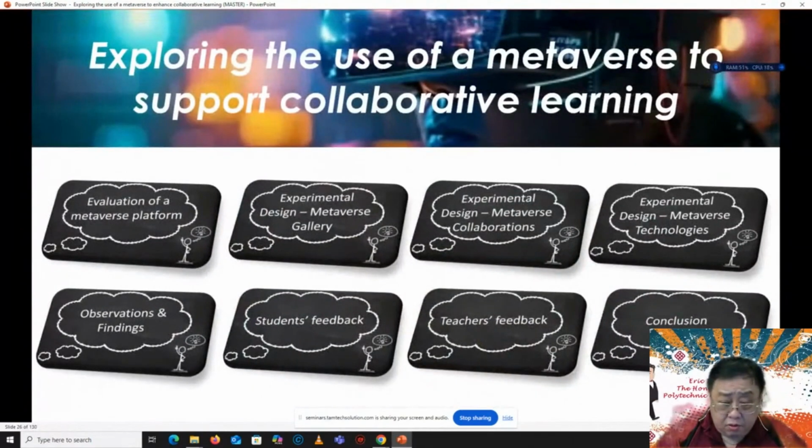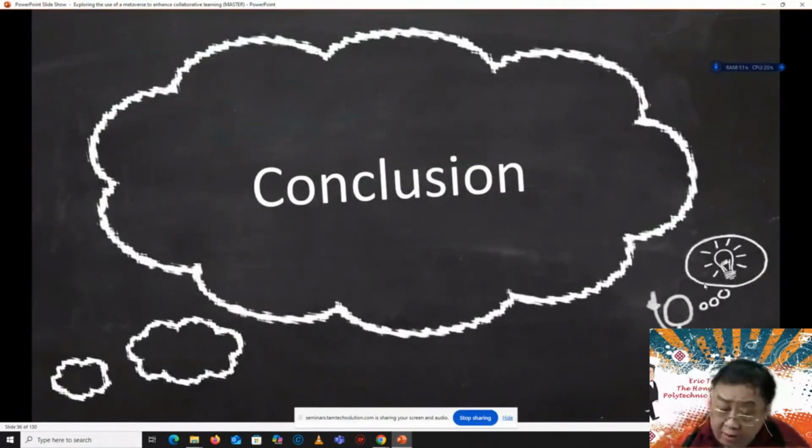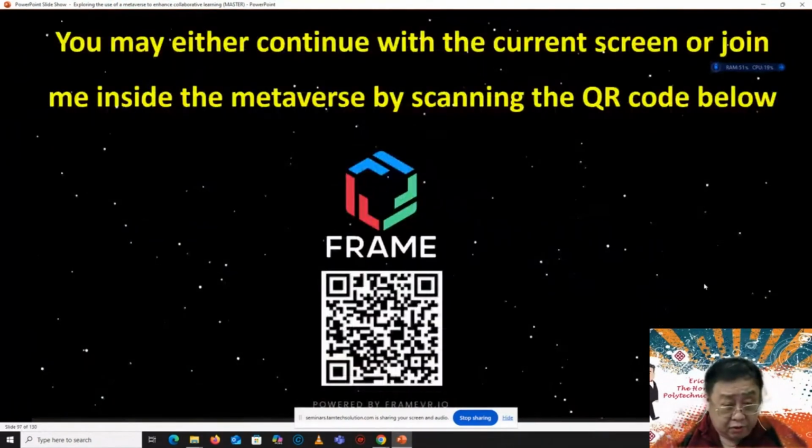Okay, so let's go to the conclusion part. I think we're in good time. And as I told you, for those of you who like a little bit more adventure, you can come into the metaverse. Not only the PowerPoint now, we go into the metaverse. And for those of you who would like to remain using the TemTech Foundation tool, like what we're using now, you may, I will continue to use that.